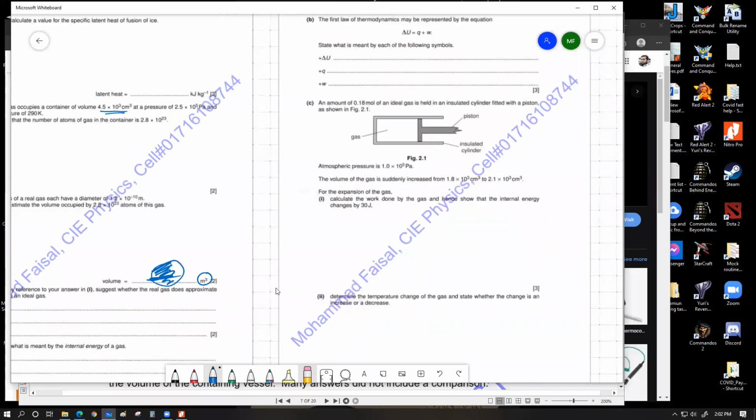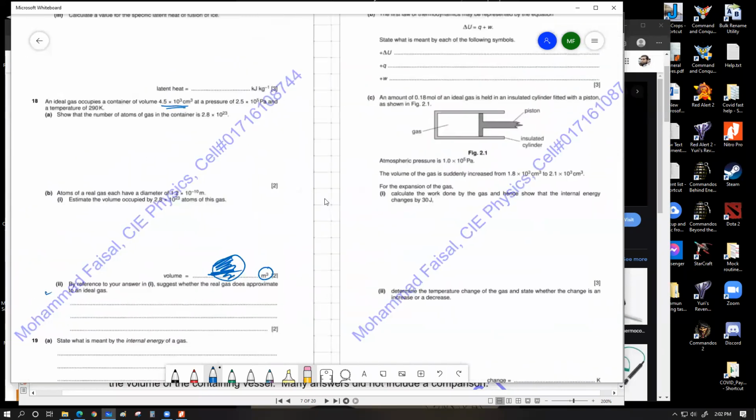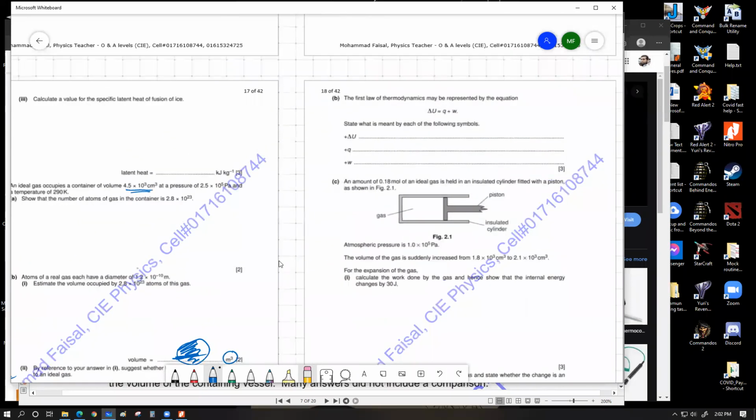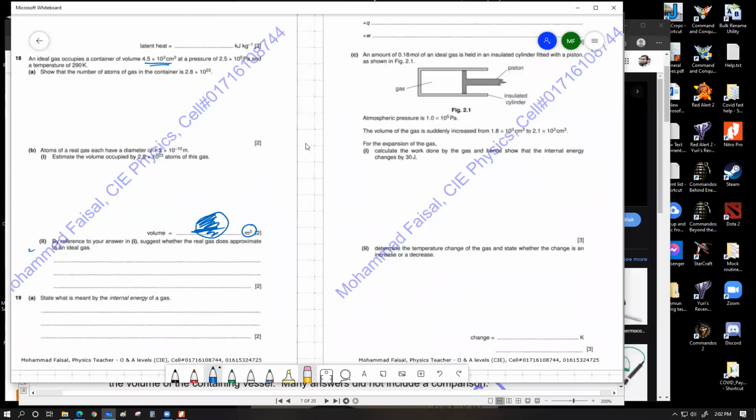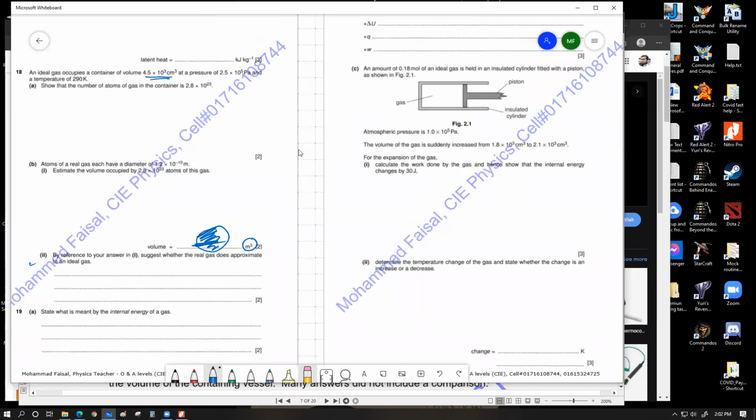Okay, I'll do number 19 to show you, because of this question. This can be tricky. Let's look at Question 19. It says: state what is meant by the internal energy of a gas. Pretty much a definitive question. So be careful to write the words 'some' and 'microscopic'. These are the two keywords students usually miss; at least one of them is missed, losing 1 mark over here. And then you go for the definition.